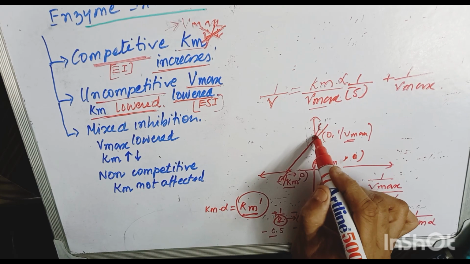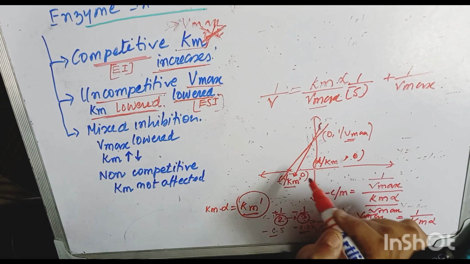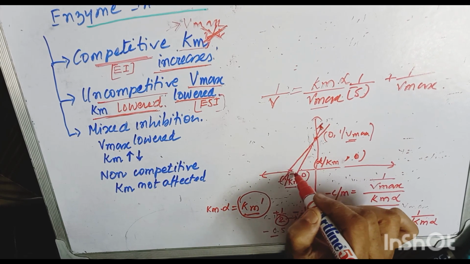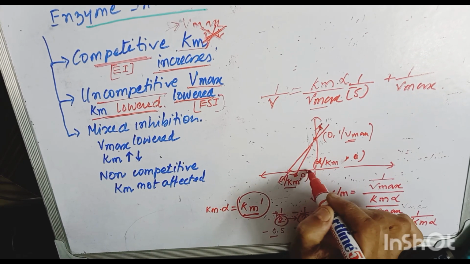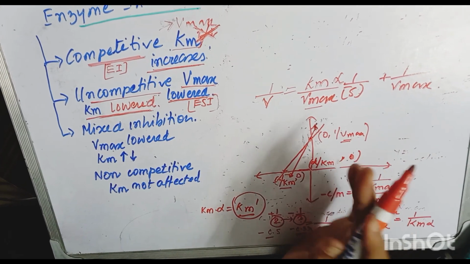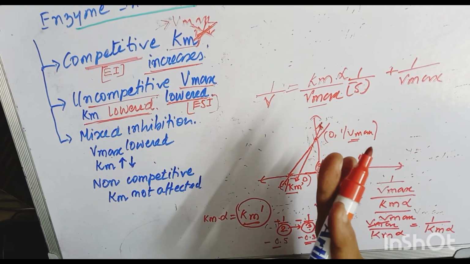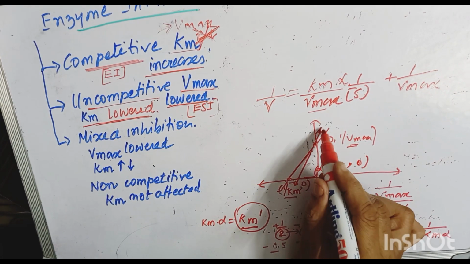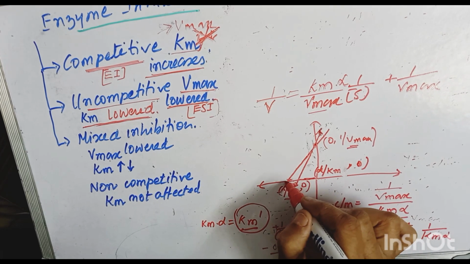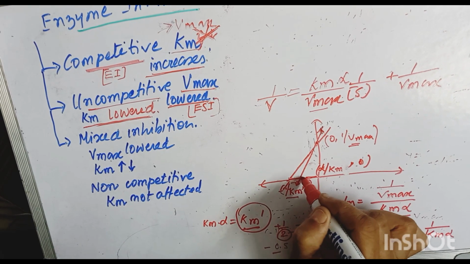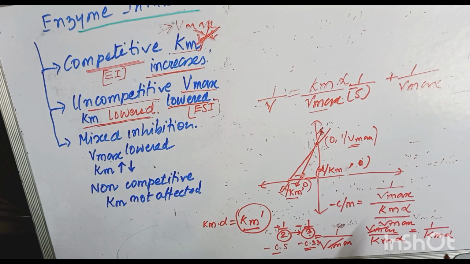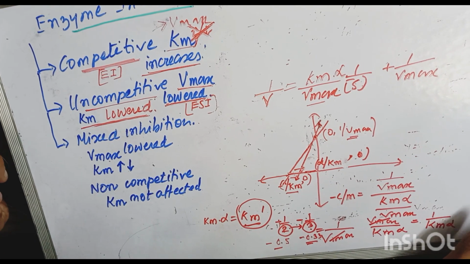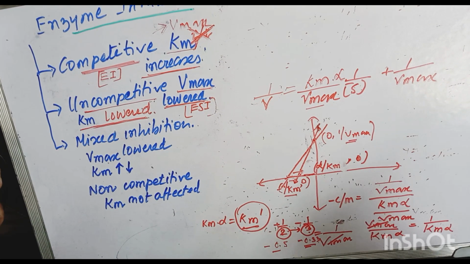So the new straight line for competitive inhibition is like this. It will pass through the same y-axis point, but the x-axis point will get a rightward shift on the x-axis. It will be a cross type of line, and this Km point will be shifted rightward. So this is for competitive inhibition double reciprocal plot. Remember, competitive inhibition double reciprocal plot.